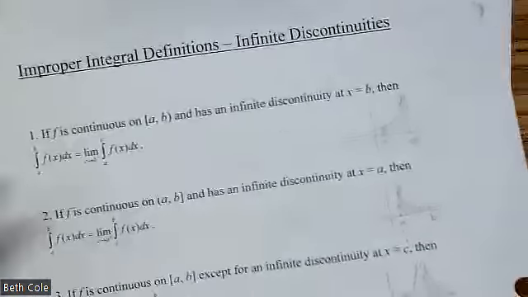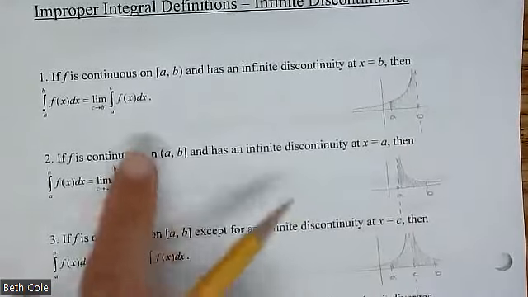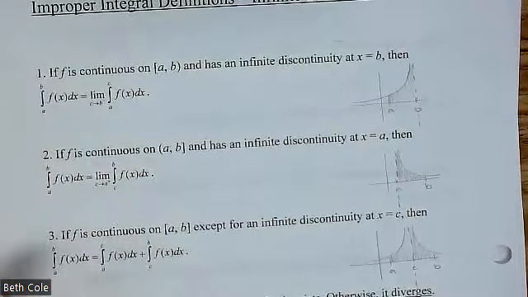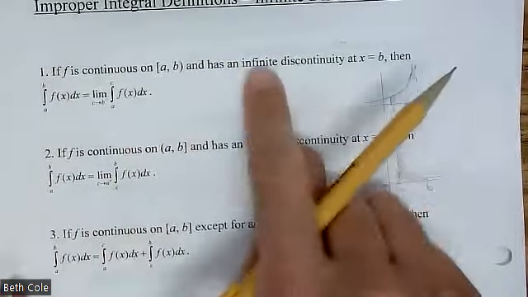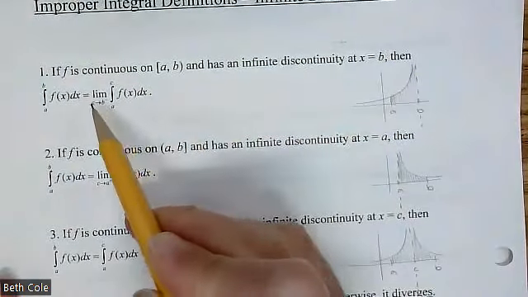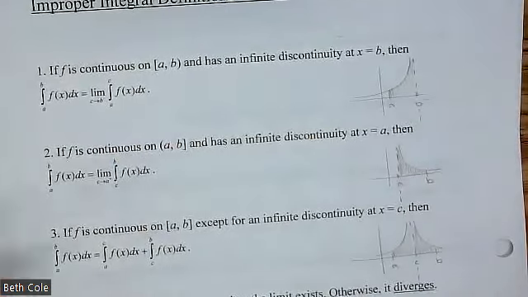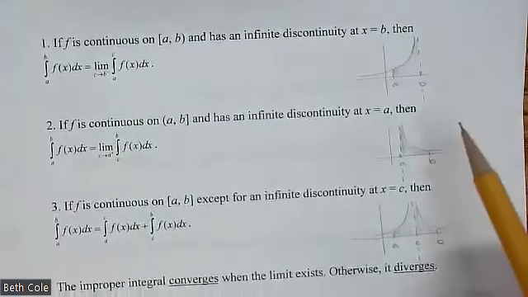All right, here are the ones that we're doing today, and I drew little pictures for them. I'll take a picture of this and put it on Schoology so you'll have it. This is if you have a vertical asymptote in the graph. So this one says if you're continuous from A to B, and you have an infinite discontinuity, so a vertical asymptote at B, you just set it up with a limit going to that value. That's all that is. And if you want to draw that, you can. Again, I'm going to take a picture of this. This is just to give you a visual.